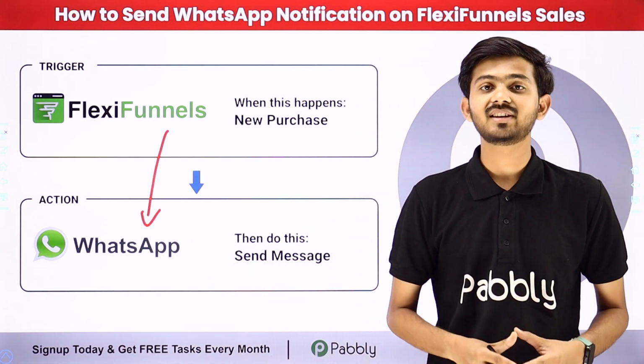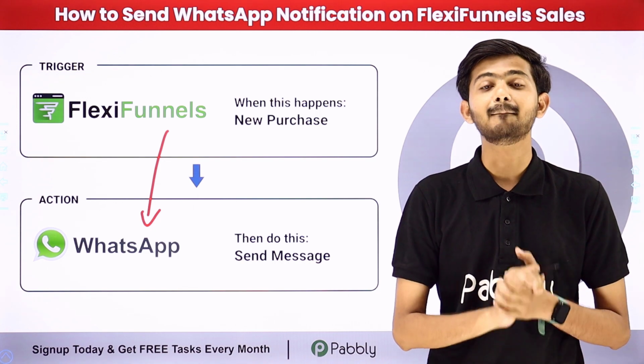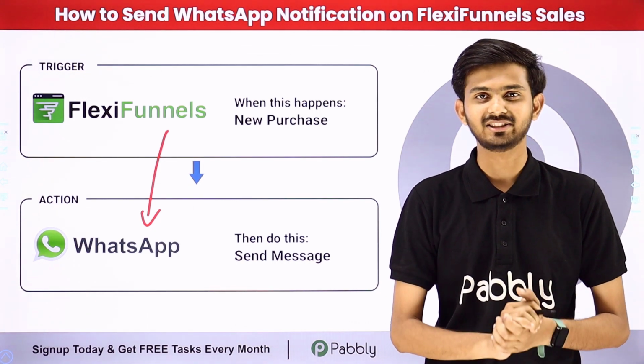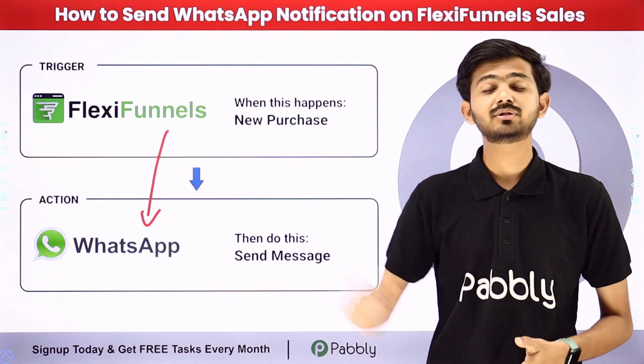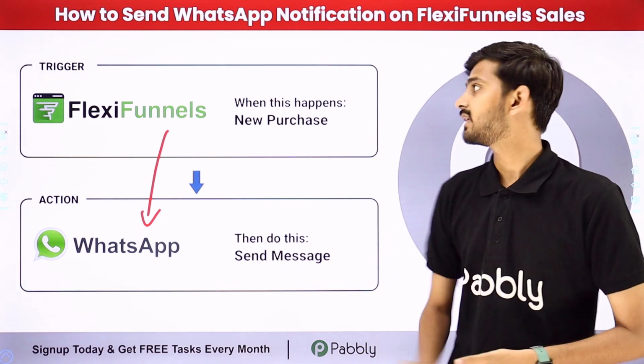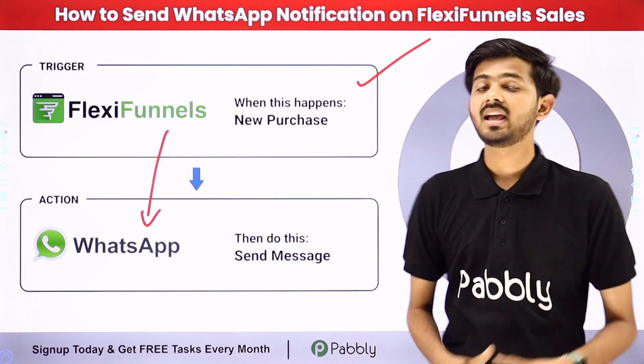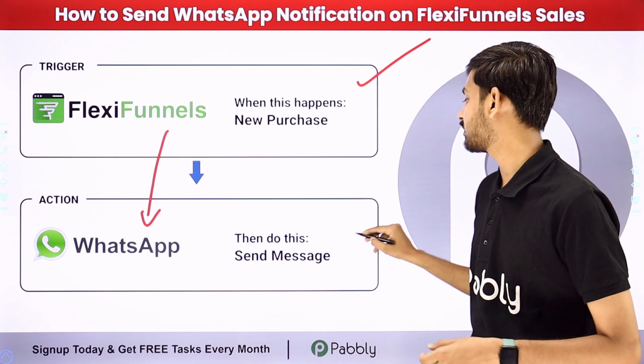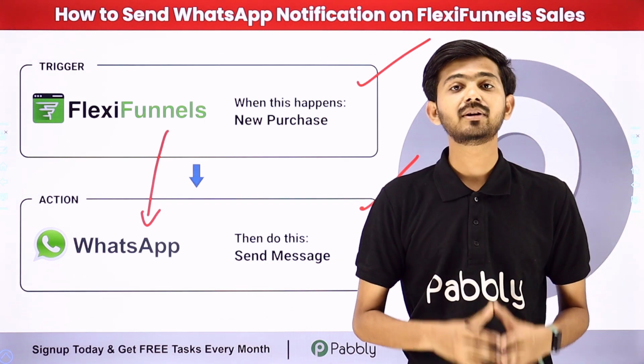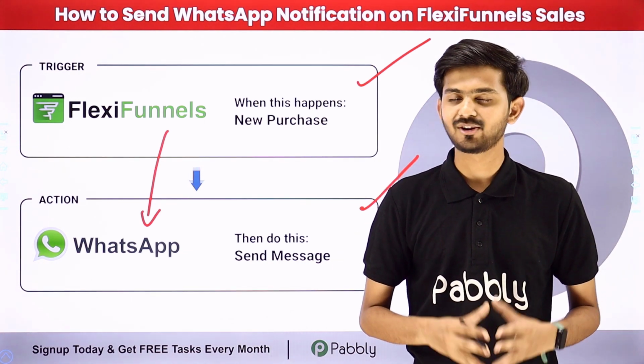So for building this connection, I'm going to use Pabbly Connect, which is an amazing software for automation and integration. In Pabbly Connect, I have to use trigger and action. In trigger application, I'm going to use FlexiFunnels. In action application, I'm going to use message 24/7. So how am I going to build this connection? For that, let me take you to my computer screen.